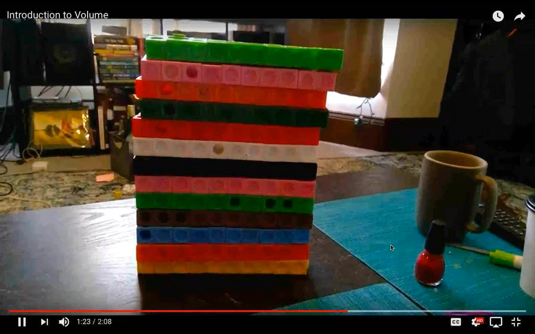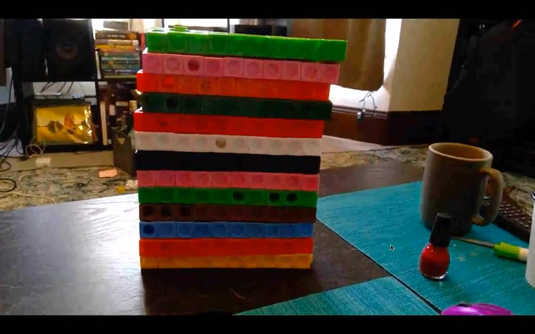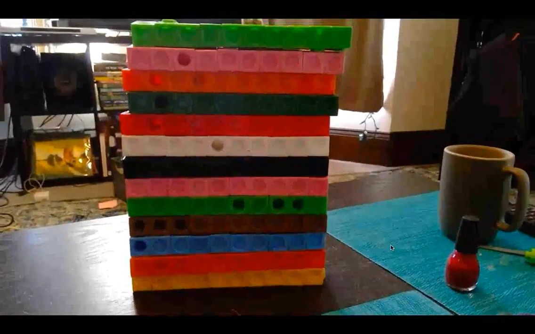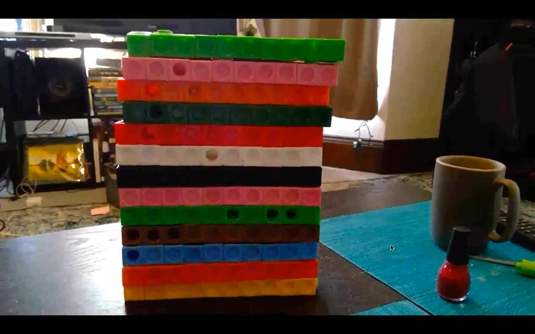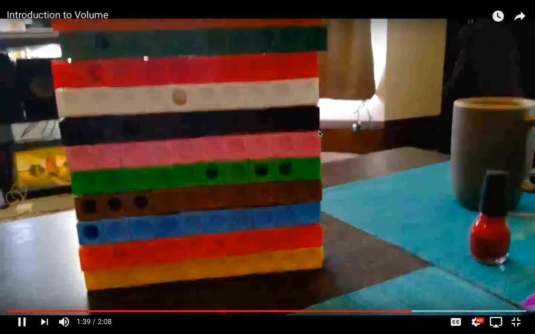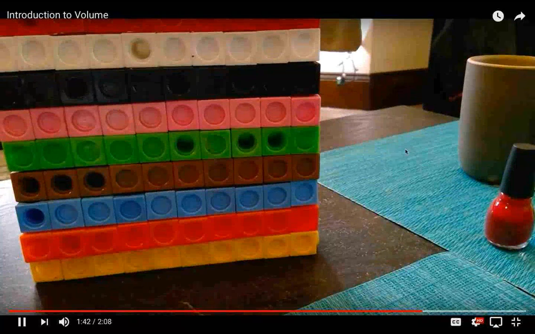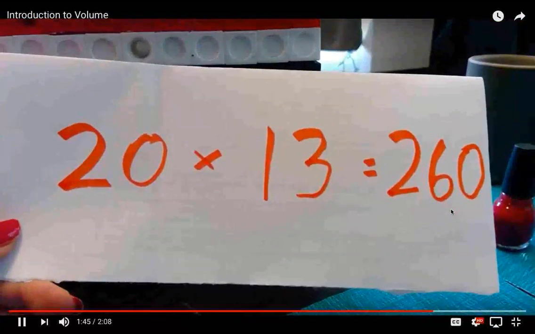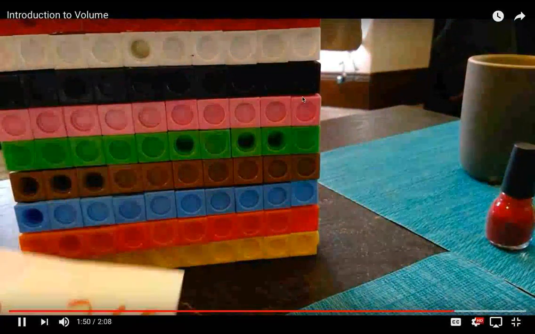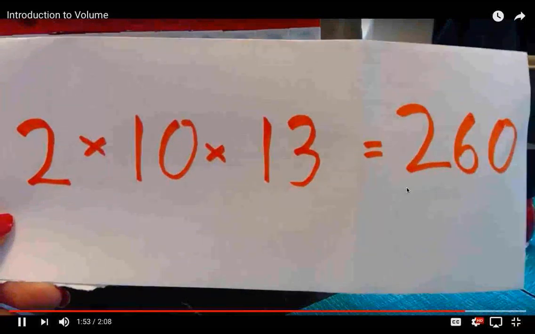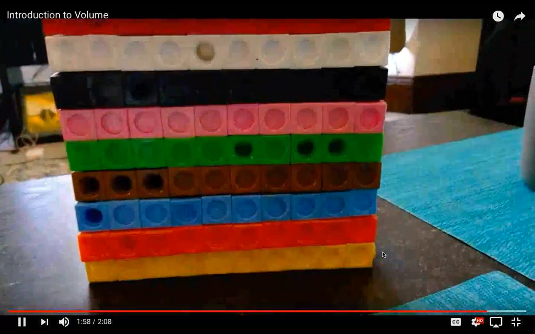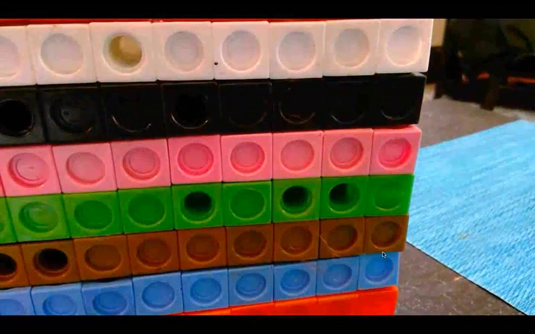So if we count by 20s, 20, 40, 60, 80, 100, 120, 140, 160, 180, 200, 220, 240, 260. So we know that our 20 times 13 is 260, which means that if we had gone from the beginning, our original 2 times 10 times 13 equals 260. So the volume of the box of cereal would be 260 cubes.